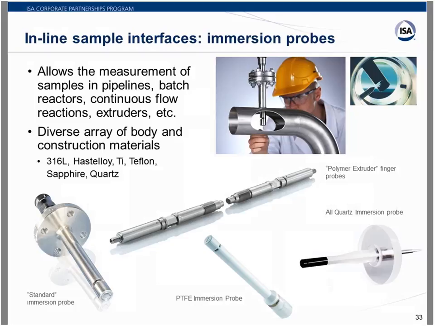Now, the great thing about these sample interfaces is that they can be made of a huge array of construction materials. So, you know, you can make it out of stainless steel, Hastelloy, titanium, Teflon, sapphire, quartz. So there's this huge range of materials, and some of the examples shown is that you can have something made out of PTFE and sapphire. So it's this extraordinarily chemically robust probe that you can put into very strong acids.